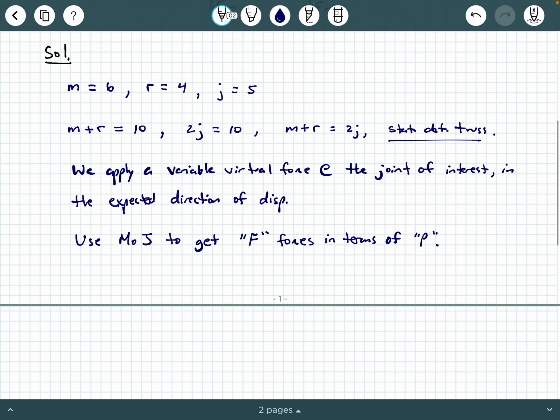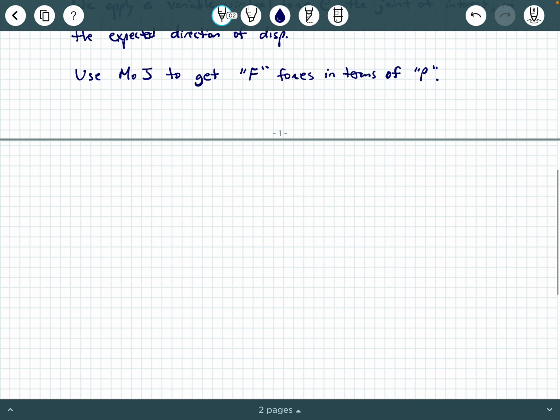Okay, and so if you remember your method of joints process, we're going to start where? Well, we're going to start at a joint where you have at least one known and at most two unknowns. So I'm going to start at joint C. I'm not going to go through all of the nitty-gritty details of method of joints because we should remember that from our basic knowledge of statics. So this is joint C.